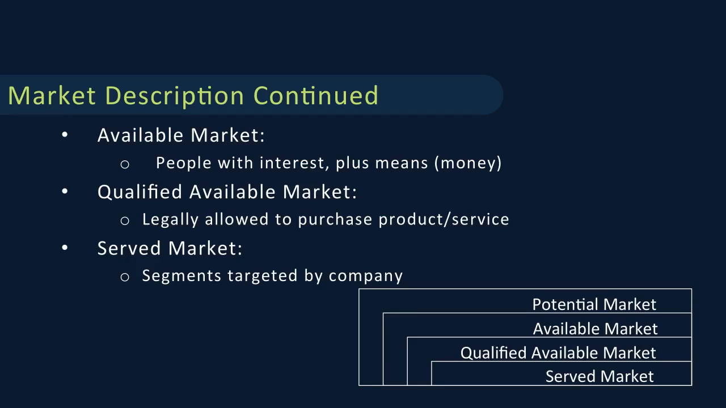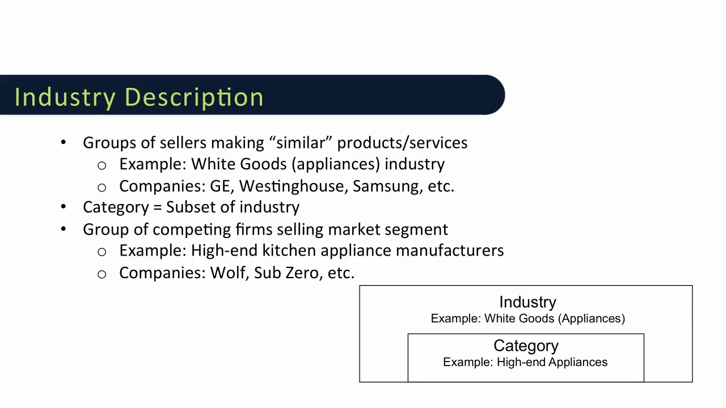We define qualified available markets as those who may legally purchase the product or service when restrictions exist, such as in the case of alcohol, tobacco, and firearm products. We define a served market as the markets or market segments that the company decides to service. An industry is a group of sellers offering similar products and services. For example, the white goods industry, which makes appliances, is comprised of some familiar names such as GE, Westinghouse, and Samsung. A subset of an industry is called a category. In our white goods example, we could think of the high-end category with luxury marks such as Wolf, Sub-Zero, and Thermador.